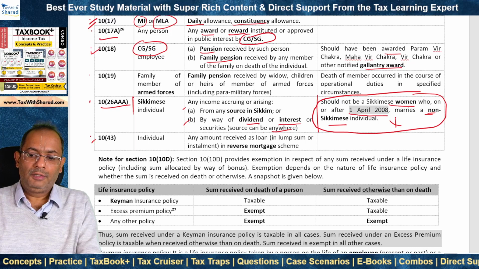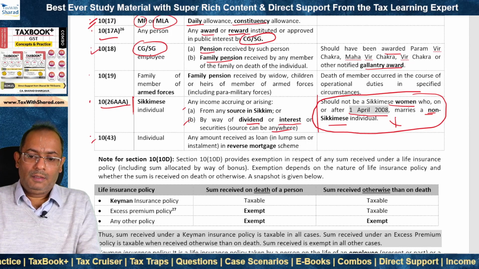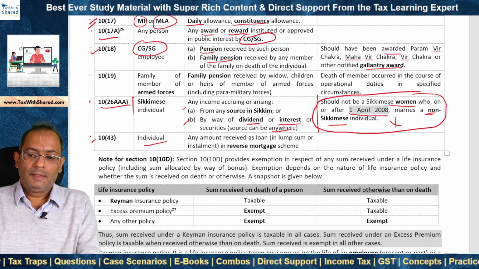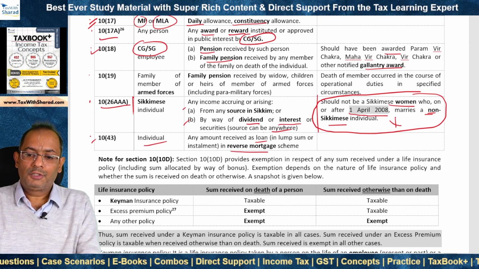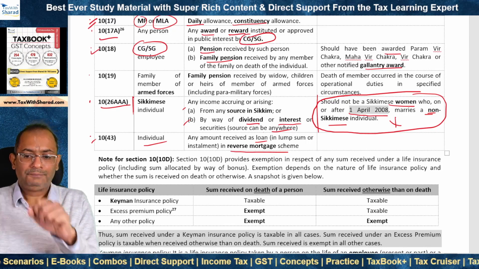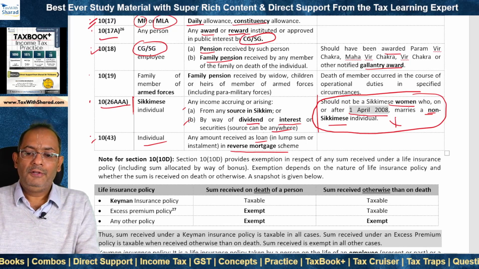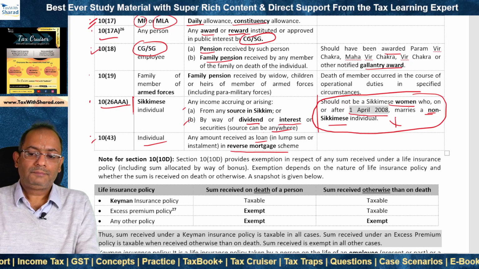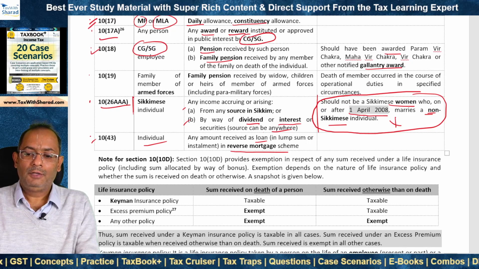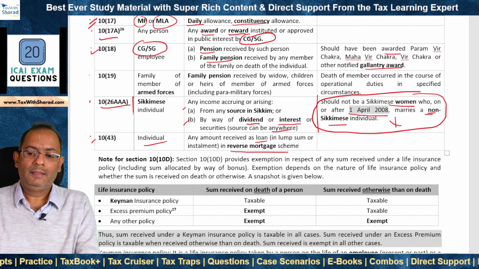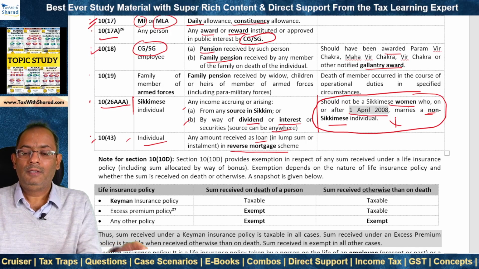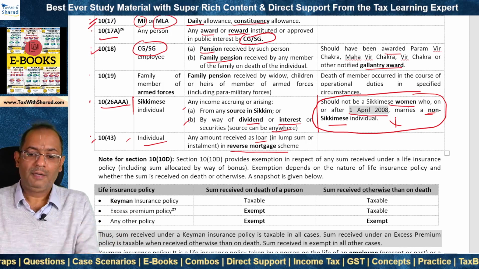Lastly, section 10(43). So any amount which is received by an individual as a loan in a reverse mortgage scheme. So an individual may enter into or avail a reverse mortgage scheme, right? And he may receive a loan, whether in lump sum or installment, and that loan is exempt under section 10(43). We will discuss this in detail in the video on capital gains chapter.